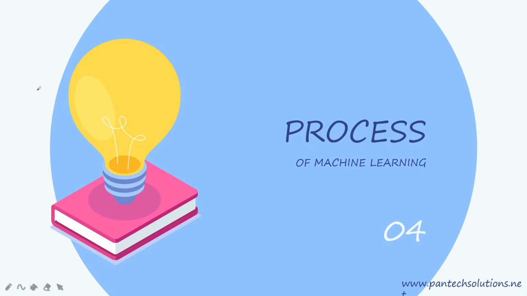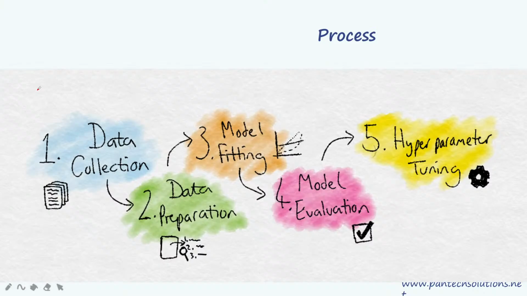Let me enter into the process of machine learning. So what is the process of machine learning? We have it like this. First is data collection. Data collection is nothing but collection of data from an online source medium, and after we collect the data set, we will enter into data preparation. The data preparation is all about how we need to train the data set.